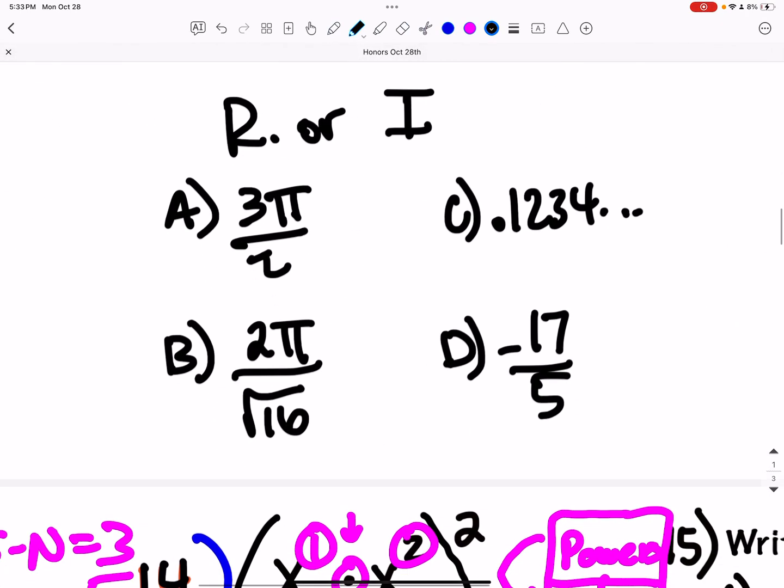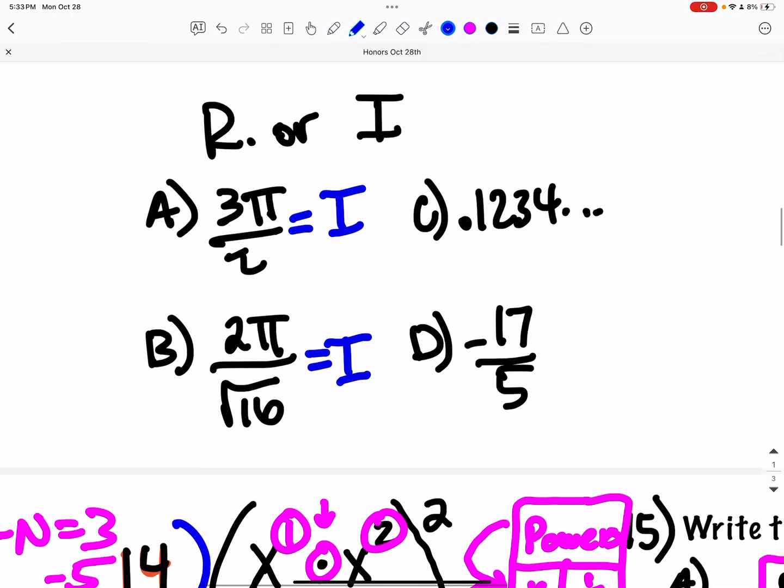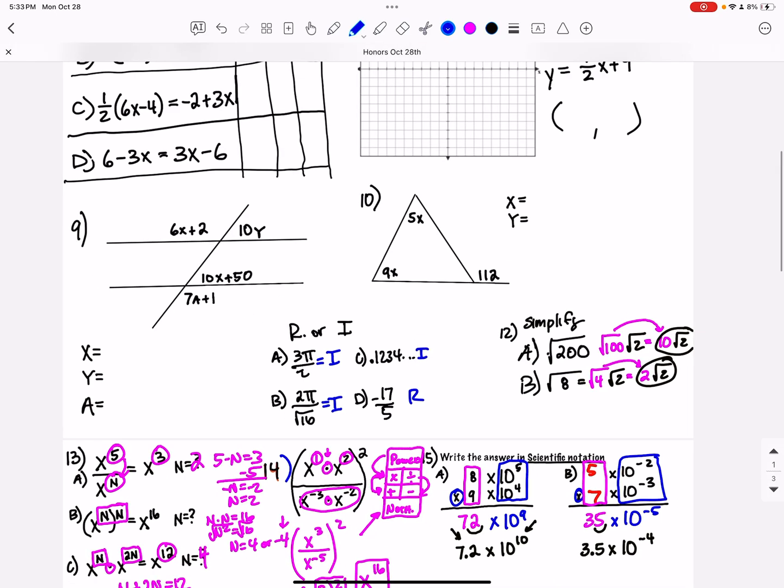Okay, rational or irrational. Hopefully you guys got these by now. Pi ruins it, irrational. Pi ruins it again, irrational. I don't know why I did that. 0.1234 is not a pattern. It would have to go 1, 2, 3, 4, 1, 2, 3, 4, 1, 2, 3. So this is irrational. And negative 17 over 5, rational. Fractions are rational. That's literally what it means.